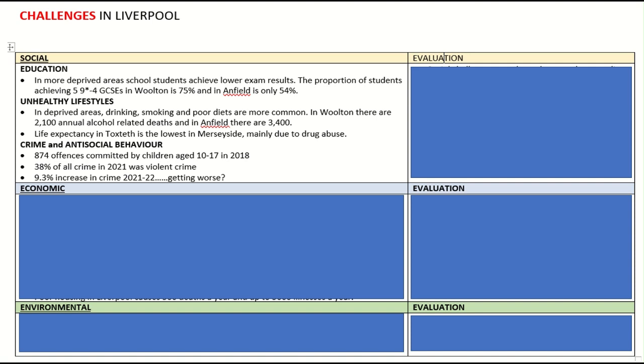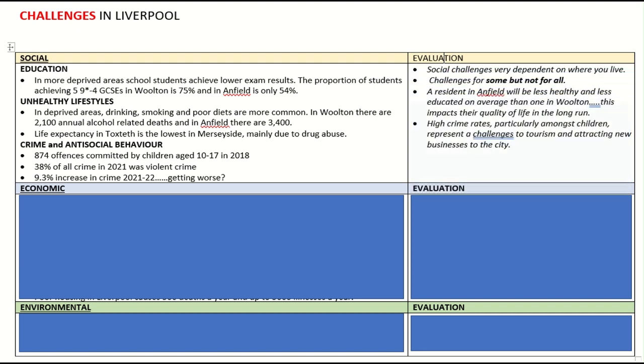Well, the exam results are significantly lower in Anfield, which is one area of Liverpool, than they are in Woolton, another area. There are huge amounts of unhealthy lifestyles. Life expectancy in Toxteth is the lowest in Merseyside, mainly due to drug abuse, alcoholism, crime and antisocial behaviour, and crime is starting to get worse as well in the area.